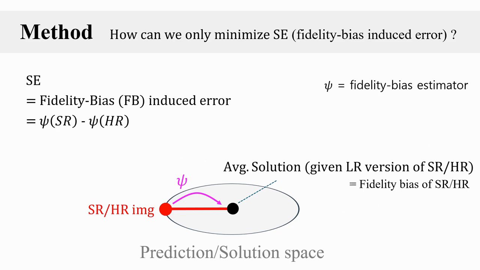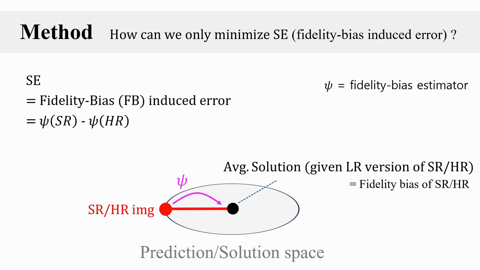Now that we understand the importance of separating fidelity bias and perceptual variance, the next question would be, how can we estimate the fidelity bias of a given image? Since fidelity bias is the systematic deviation that causes error in traditional SR models, we need a way to quantify this and somehow minimize it. To achieve this, we introduce a differentiable operator psi, which acts as a fidelity bias estimator. The role of psi is to take an image as input and estimate its fidelity bias.